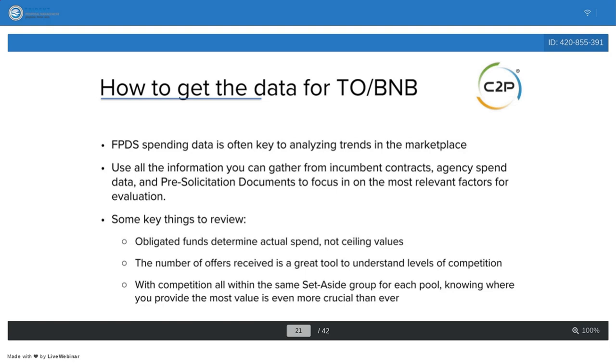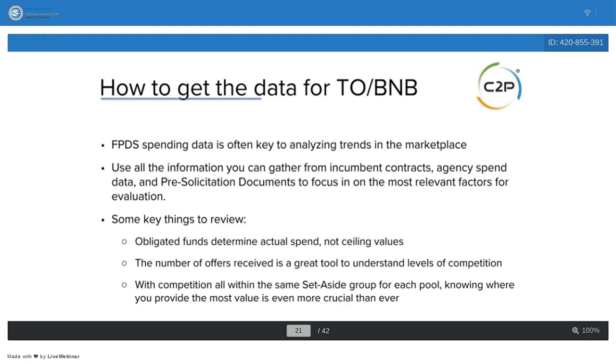I like looking at it by set-aside, so that you kind of know in the set-aside you're going to have more or less competition. I love looking at it compared to the obligated funds to determine how much the amount of money affects the level of competition, and using some other variations on that. But number of offers received is definitely a key piece of information you don't want to overlook.